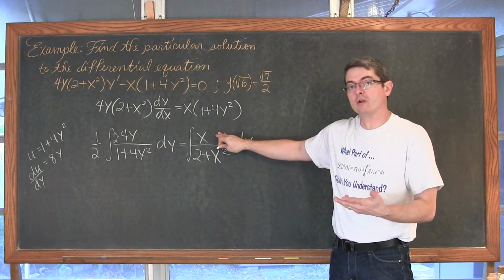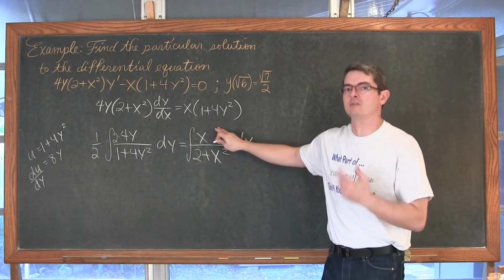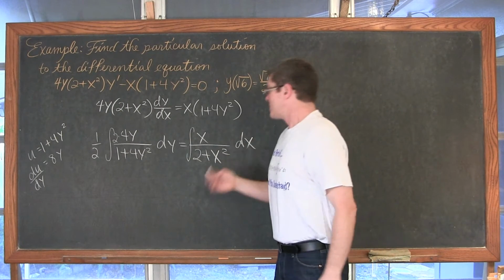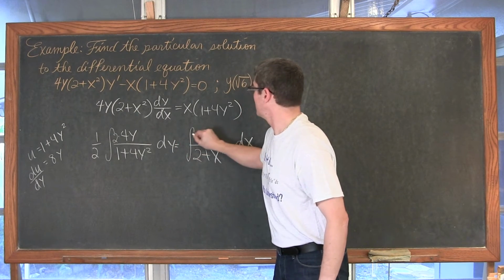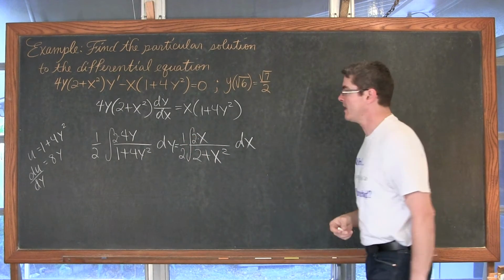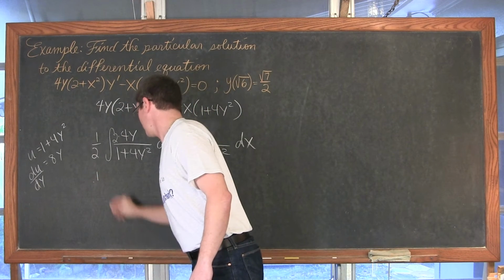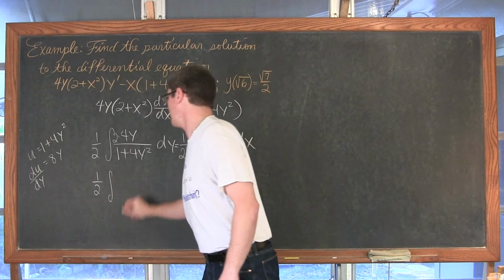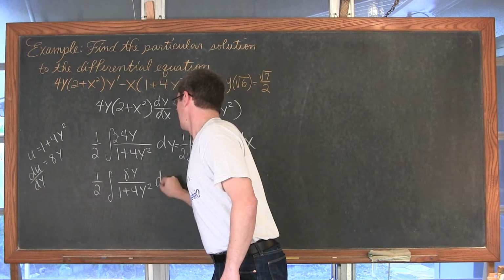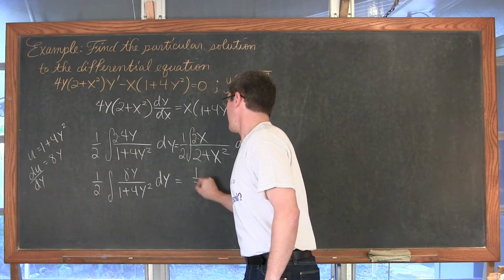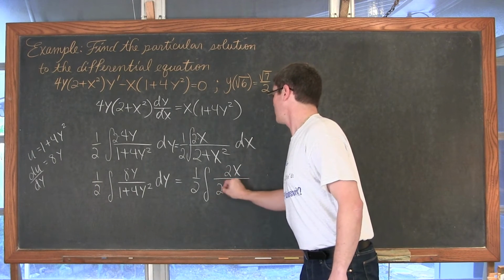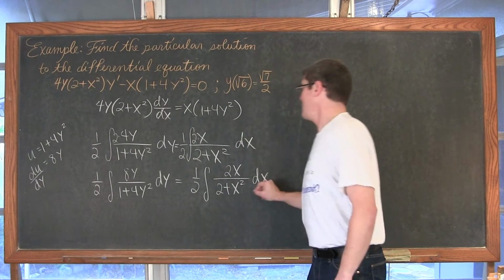So if the numerator was 2x, then the numerator would be the derivative of the denominator. We would have du over u. So I'm going to slip in a multiplication of 2 and a division of 2 out front, and we have 1/2 times the indefinite integral of 8y over 1 plus 4y squared dy is equal to 1/2 times the indefinite integral of 2x over 2 plus x squared dx.